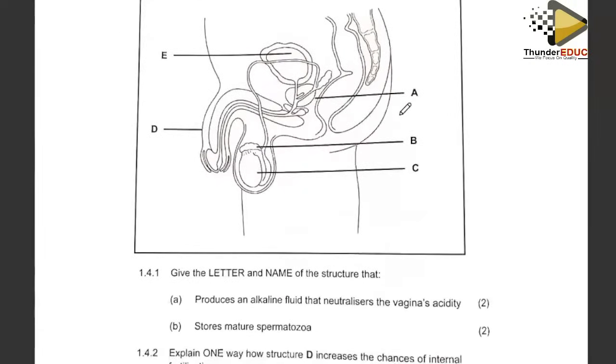Guys, whenever we have such diagrams, I always tell students you must label so that you're able to get things right. So we have A, which looks to be the prostate gland. B looks to be the epididymis. C looks to be the testis. D looks to be the penis. And then E looks to be the bladder. All right, let's find out what they are talking about.